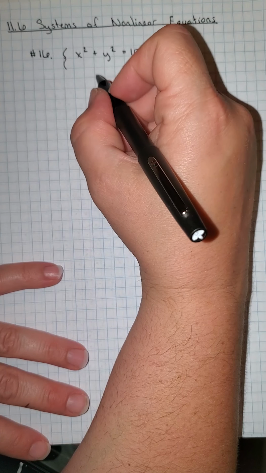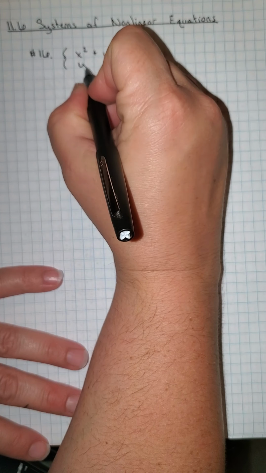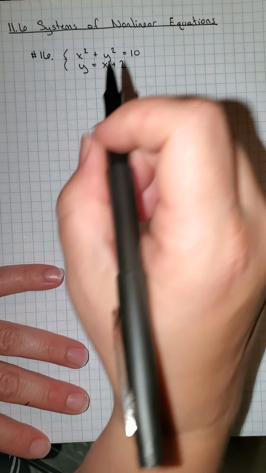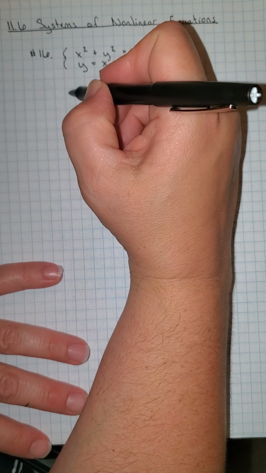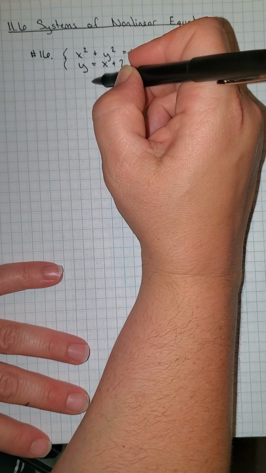Okay, so for number 16, we have x squared plus y squared equals 10. And then we have y equals x plus 2. So I picked this one to be first because you can draw an accurate graph of it, or fairly accurate.